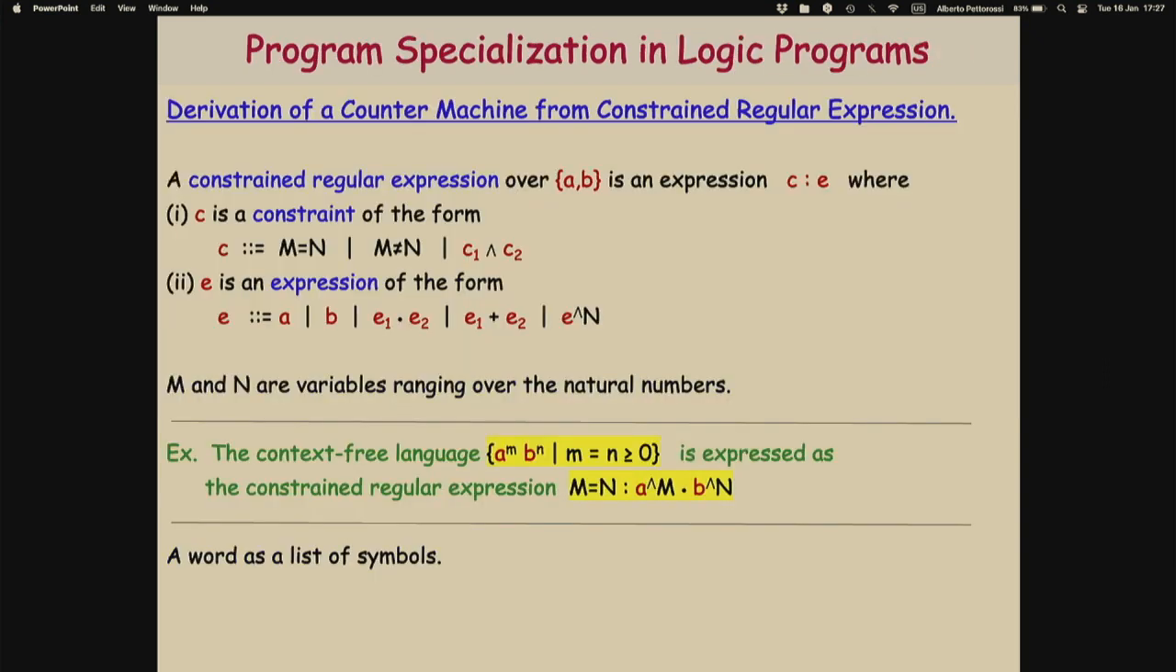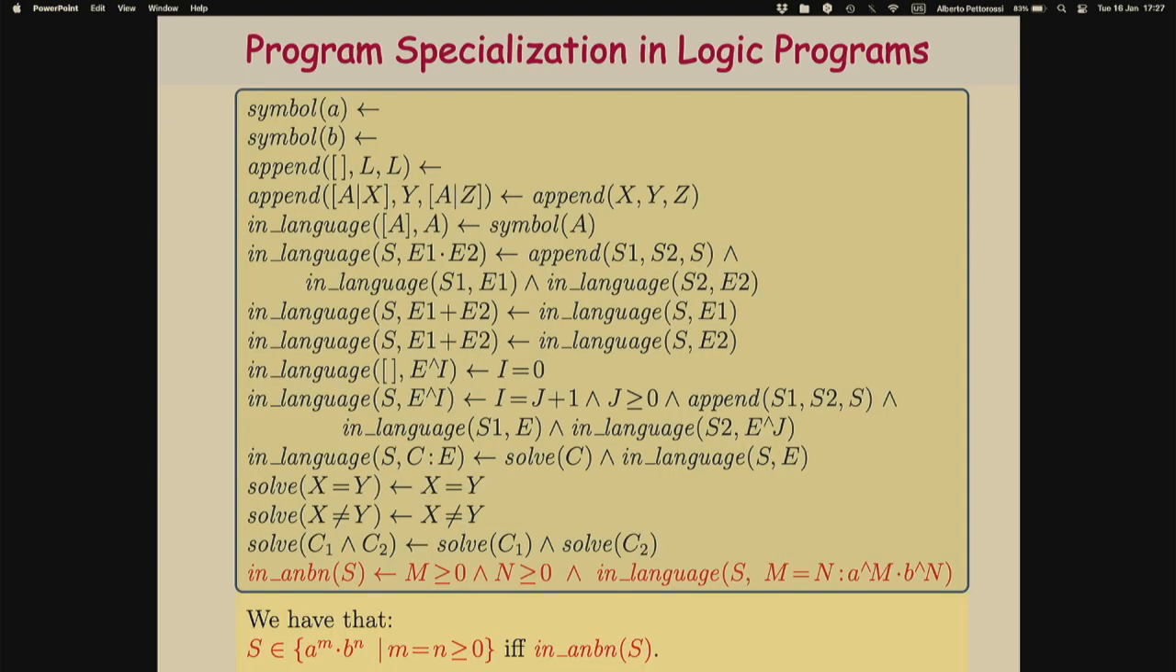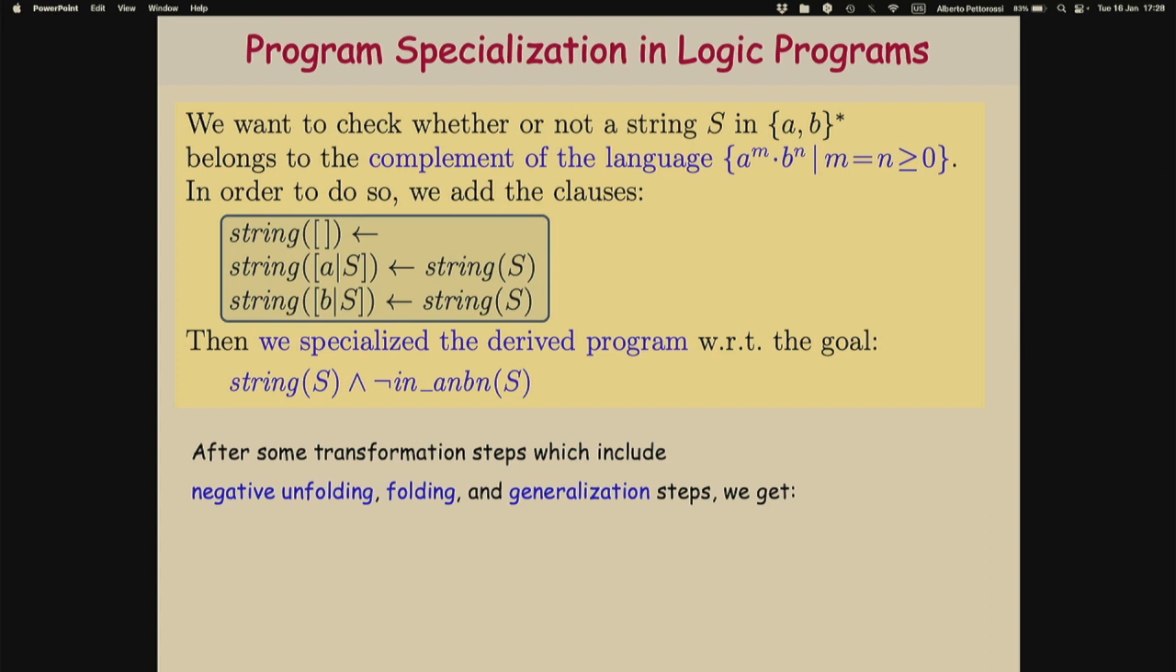Now, what I show you, only two things. Maybe this one, which is good. You are given this logic program, which tells you when a string is in the language A to the n, B to the n, so in this context-free language. And you ask yourself for a program which tells you when a list is in the complement of the AN, BN language. Basically, you start from this requirement, that this S is a string, and the string is not in the language AN, BN.